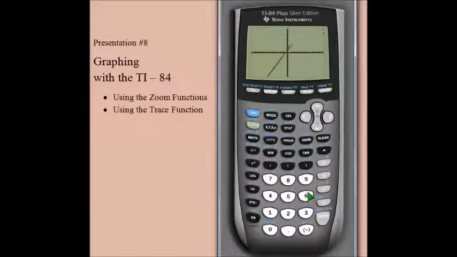All right, let's look at another function where the zooming will actually help us. So I'm going to clear my function. I'm going to type in x raised to the third power plus 1.5x squared. Remember, last week some of you had this problem.